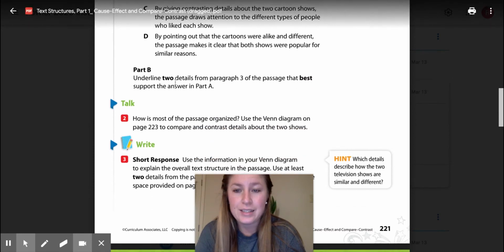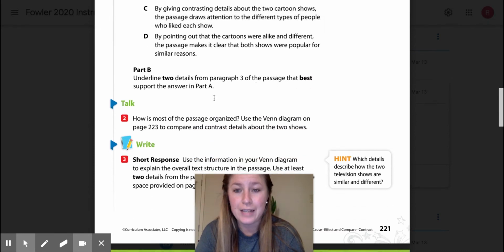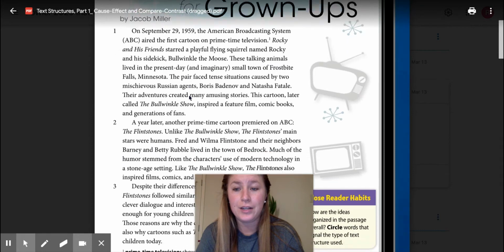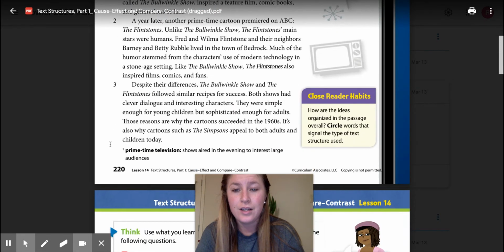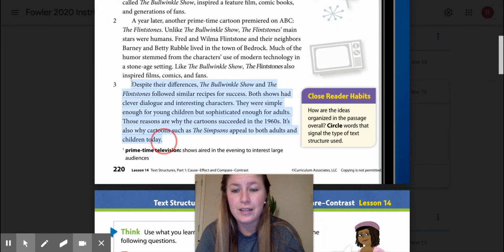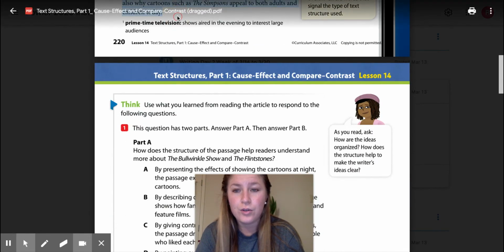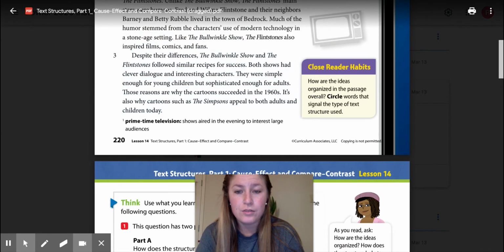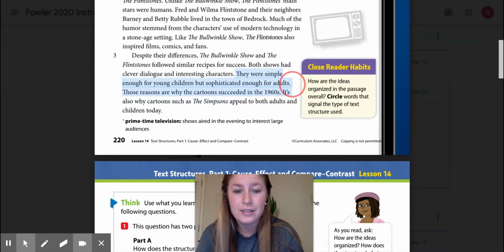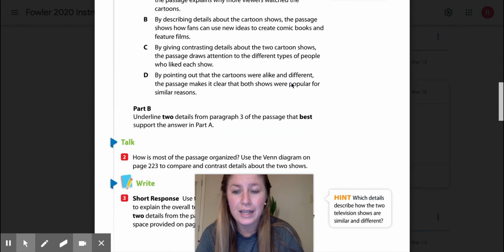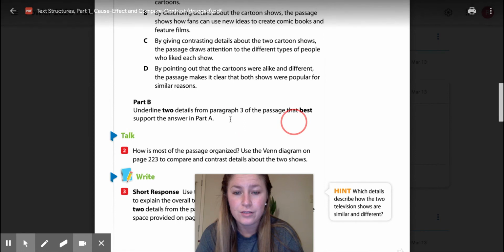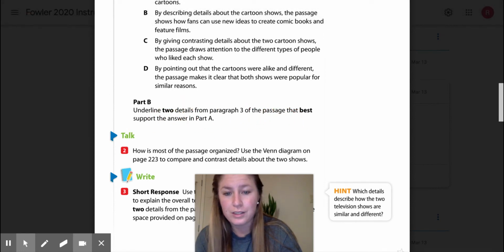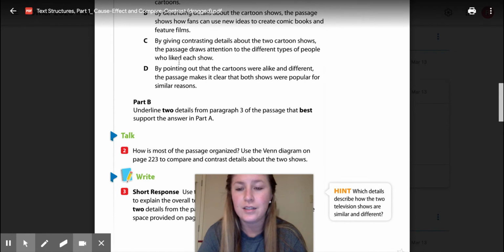For part B, it says underline two details from paragraph 3 of the passage that best support the answer in part A. So you're going to look specifically in paragraph 3. They have them numbered for you down the side. You're going to find which evidence in this passage gave you your answer to part A. Now, you do not have this on paper, so I want you to find one sentence and rewrite it under part B here. One sentence is not that much. You can write one sentence for me. You do it all the time in writing. All right, so that's part A and B.